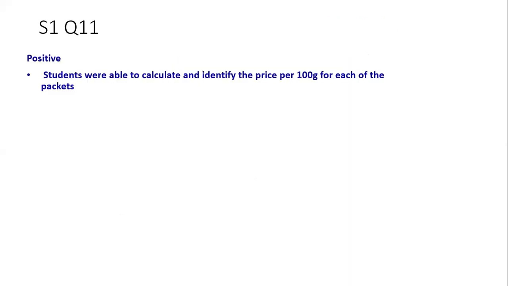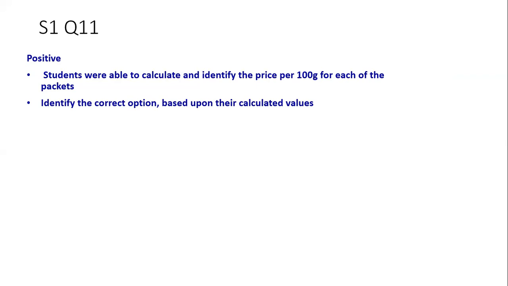Now, what we did see, the better kids were actually able to identify 100 grams for each of the packets, but we didn't see that often. So other kids were actually converting them to different units, not necessarily to the 100 grams, but they did show some sort of understanding about how to convert from one unit quantity to another. Other students were able to correctly identify their correct option based upon their calculated values. So the kids may have been able to incorrectly calculate a comparative value, but they were able to identify from their values what they would then consider to be the best buy.